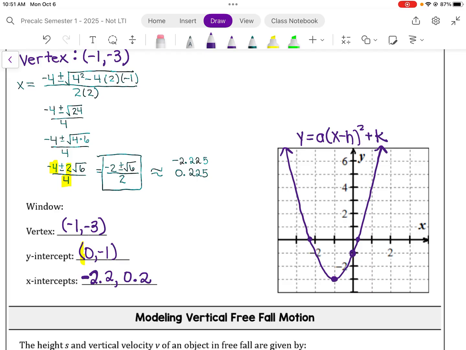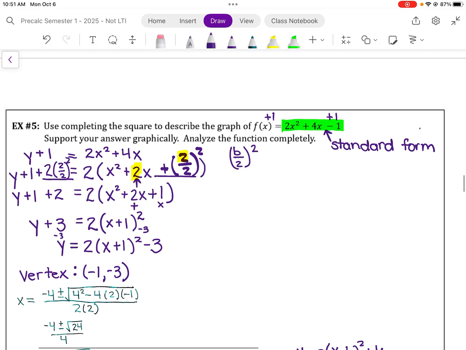Okay, so that's how you would complete the square. That's also practice with the quadratic formula. Take a break, big breath, and then join me in the next video to go back to example 4.